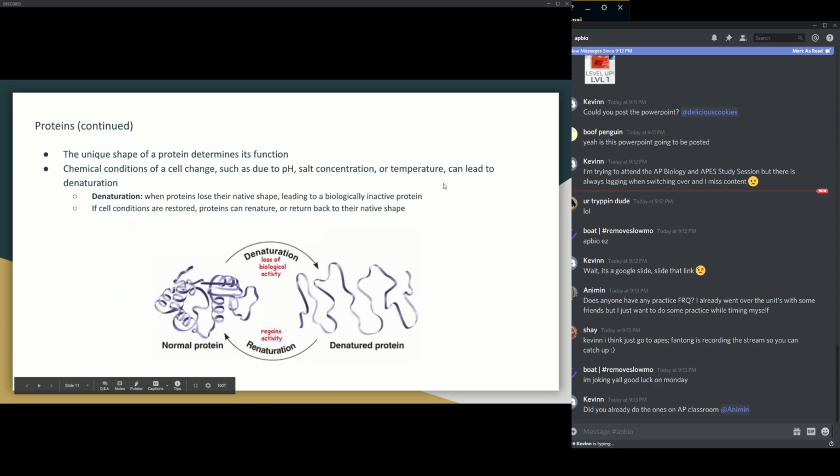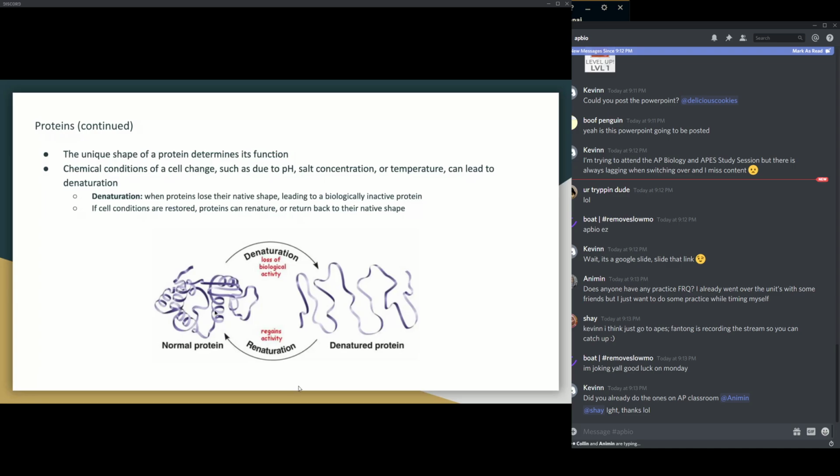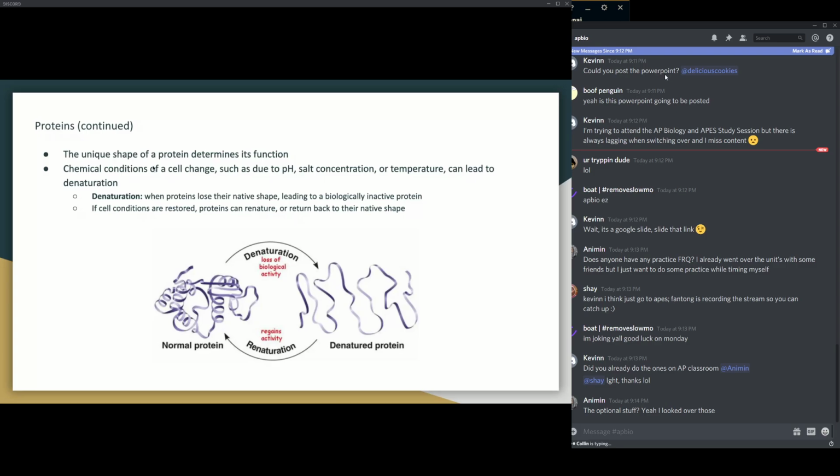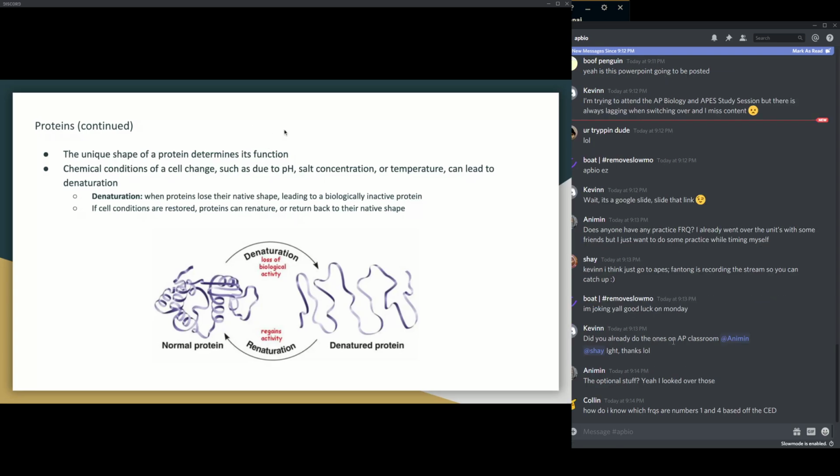And so the important thing about proteins is that the unique shape of a protein determines its function. So you're usually doing a test on why proteins are so important, and that's what you're going to use for proteins, because it's based on the shape and that's how it has function. And so chemical conditions of a cell change.